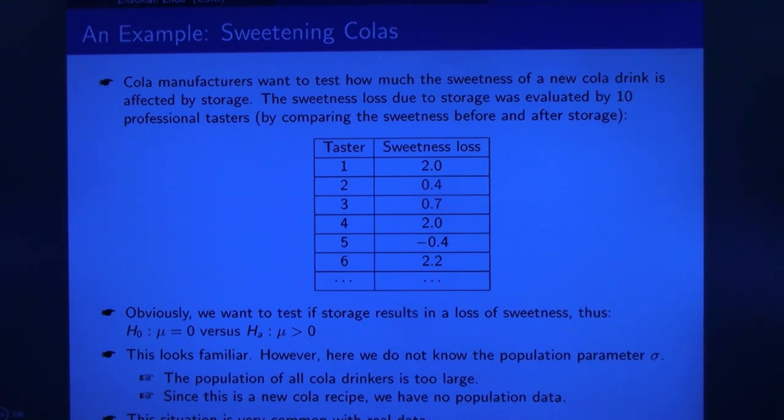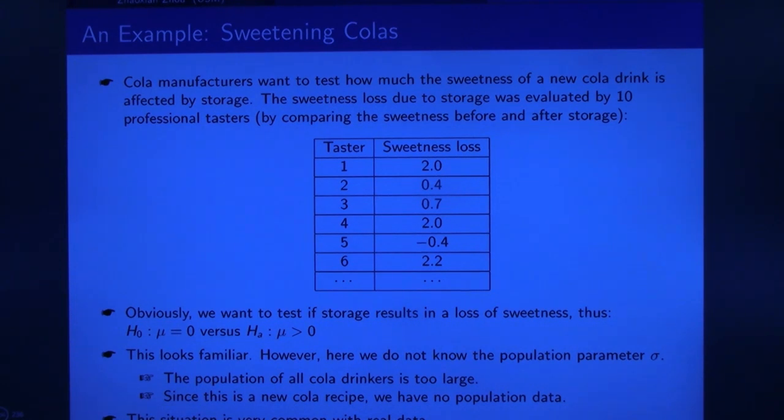Obviously, we want to test if the storage results in a loss of sweetness. Thus, the hypotheses are H0: mu equal to 0. That means the mean of the sweetness loss equals 0, which means no change. Versus the alternative hypothesis: mu is greater than 0. That means the average loss is greater than 0, which means there is an effect.